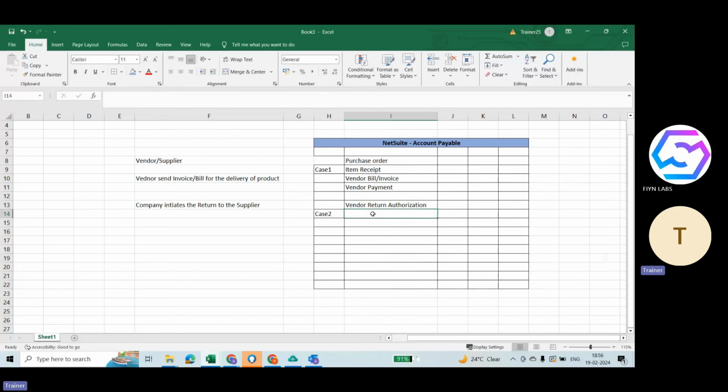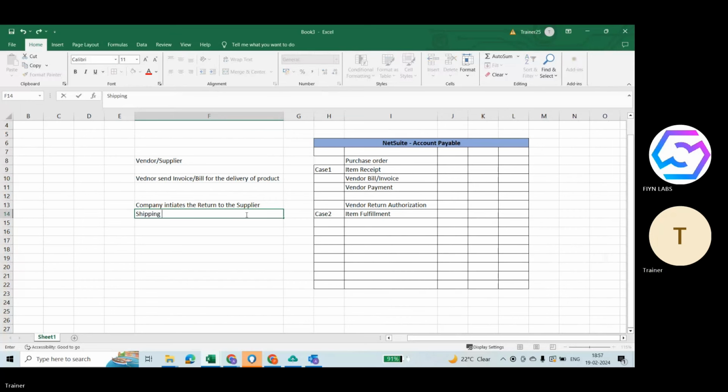Now once the vendor return authorization is created, what happens? Whoever the supplier is, they will send an employee, or you are going to return that product to their warehouse. So you are going to create an item fulfillment. This is basically an item fulfillment, but against the purchase order. You are shipping the item back to the supplier.